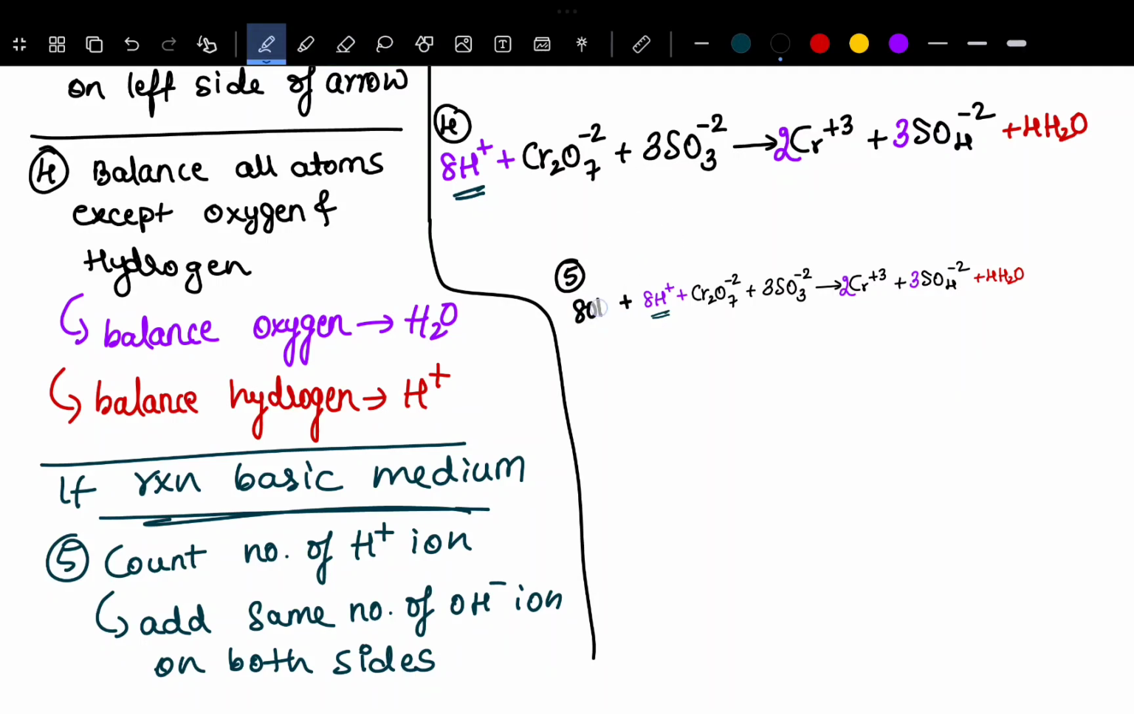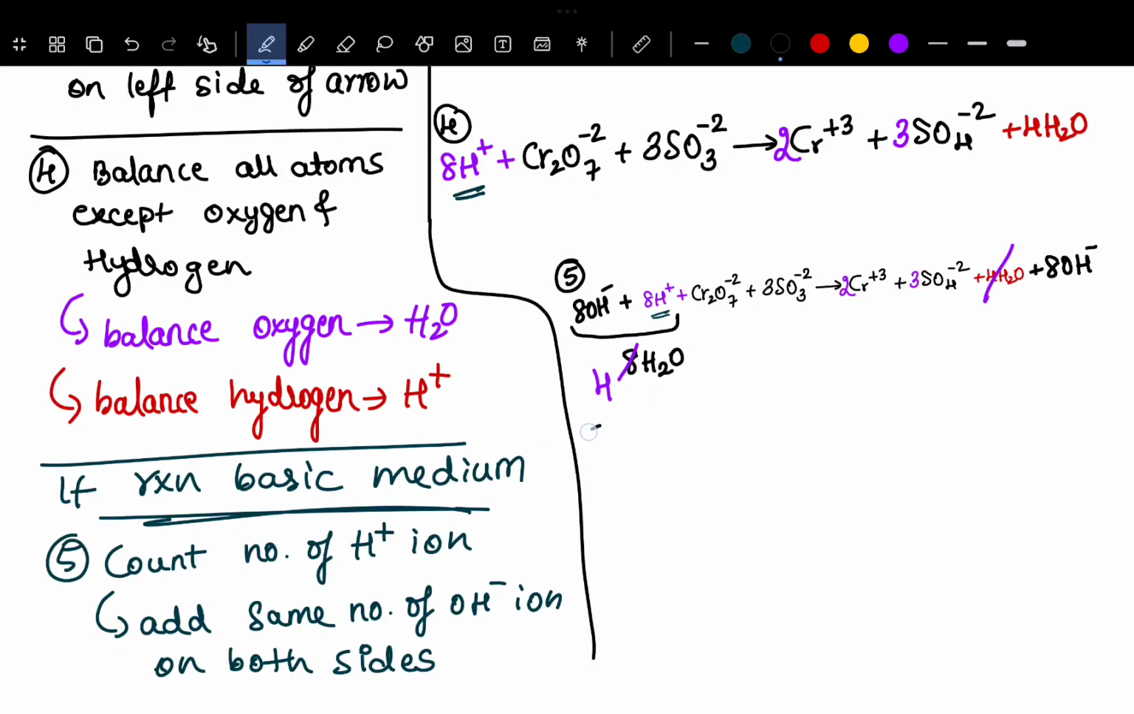So here I will add 8 OH minus. On the right hand side also I will add 8 OH minus. Done. Next you see, here we have OH minus and H plus. These two can combine and we can simply write it as 8H2O, water molecules. Now on the right hand side we have 4 water molecules, on the left hand side we have 8 water molecules. So we can cancel them. Here 4 water molecules, and from here 4 water molecules will be removed. So on the left hand side 4 water molecules will be remaining.